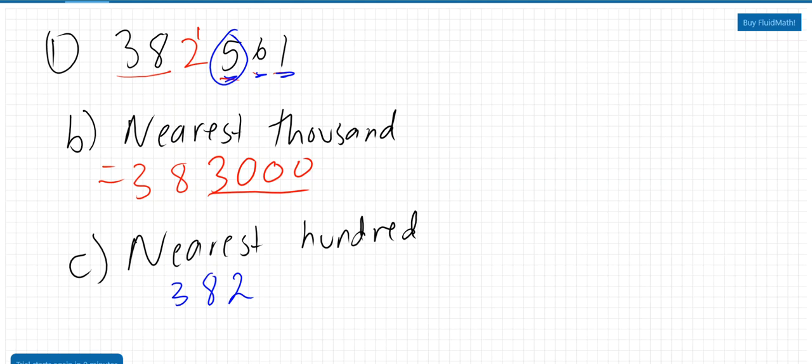So let's have a look. The 6 is next to the 5. Because it's 5 or more, I have to round up. So add a 1 to the 5. 5 plus 1 is 6. So I've rounded up and there it is, my 600, and everything else on the end becomes 0. Okay, so that's how we round off to a specific place value.